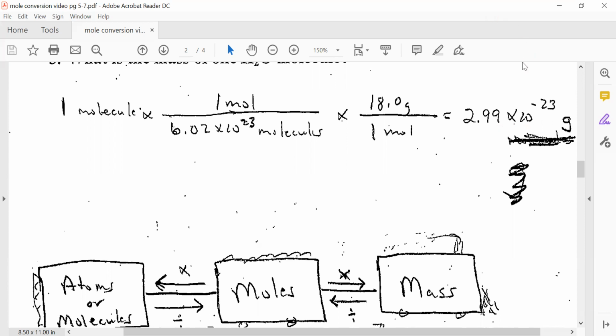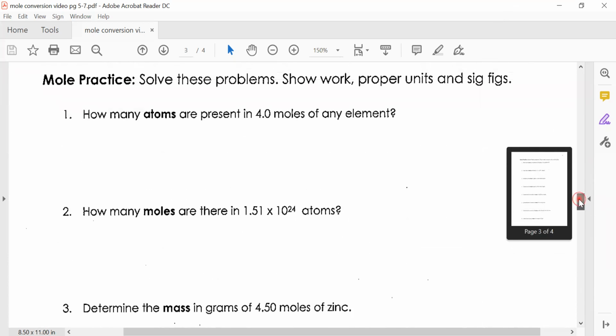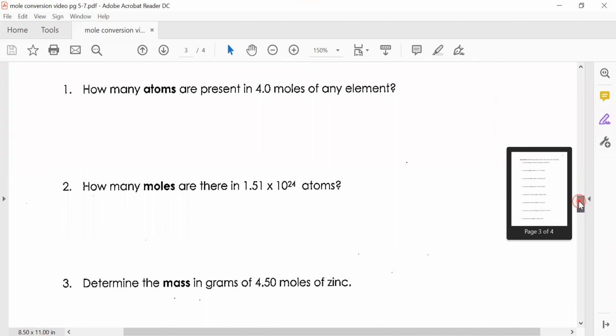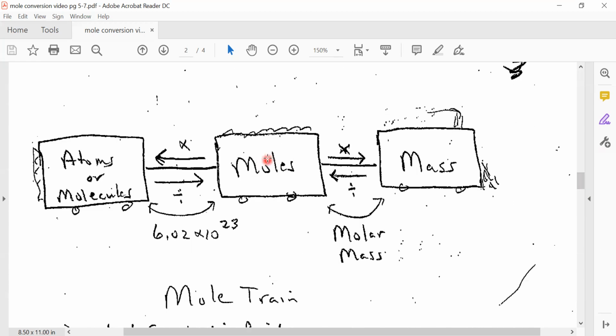Okay, so let's just do an example from page, I think you're going to have to do pages 6 and 7. So let's do an example or two. It says, how many atoms are present in 4 moles of any element? The first thing is if I said how many eggs are in 4 dozen eggs, it would be the same number as how many pencils are in 4 dozen pencils. Okay, so the element really doesn't matter. All we're doing is we're starting at moles and we're converting to atoms in this case.